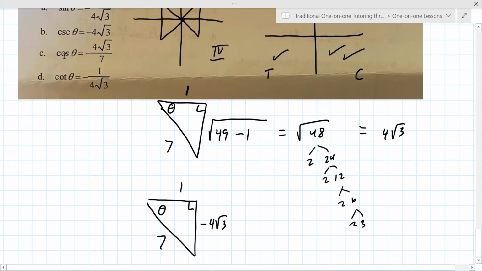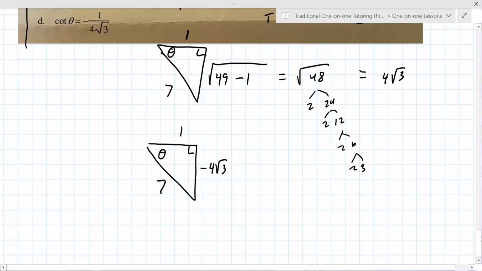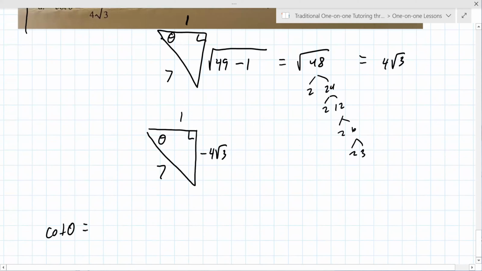So what's unfortunate here is that you have to look at all of them to decide which one is true. I would tell you to start from the bottom up. That's just a strategy. So cotangent of theta. Cotangent of theta is, so tangent would be this opposite over adjacent. Cotangent's the flip of that. So it's 1 over minus 4 square root of 3. And wouldn't you know, that is the one that's true. That was a lot of effort.